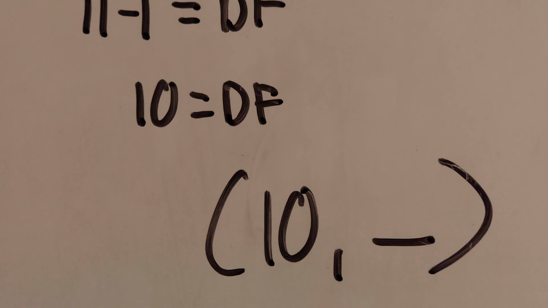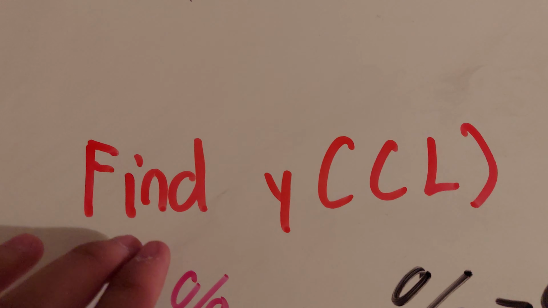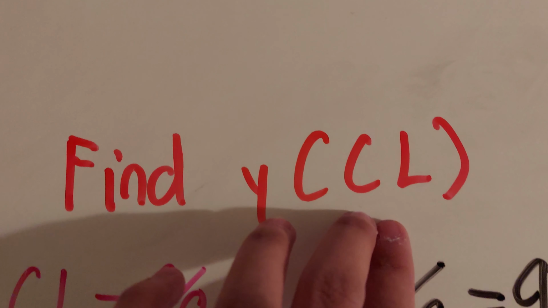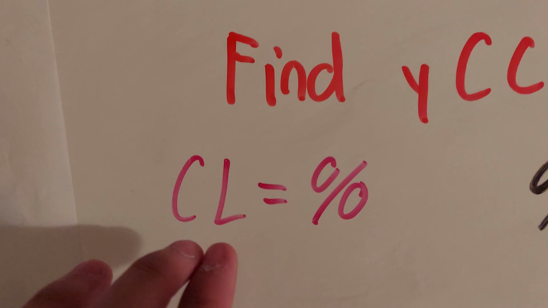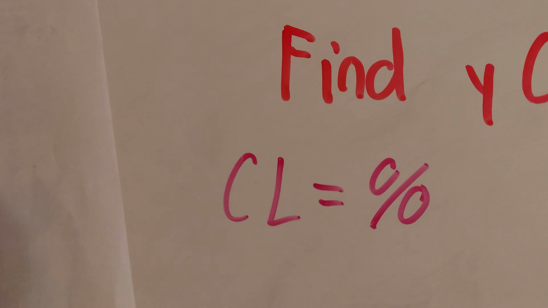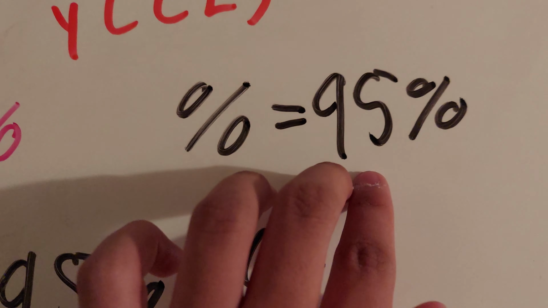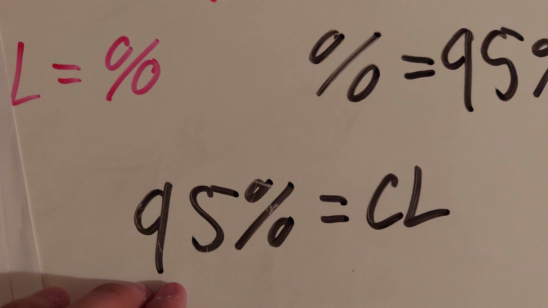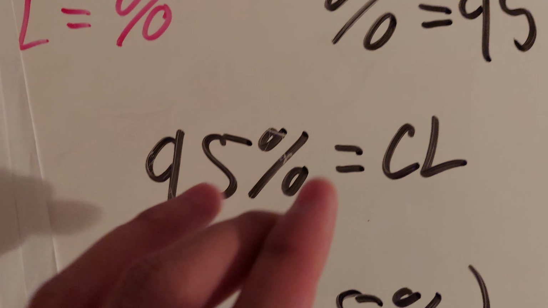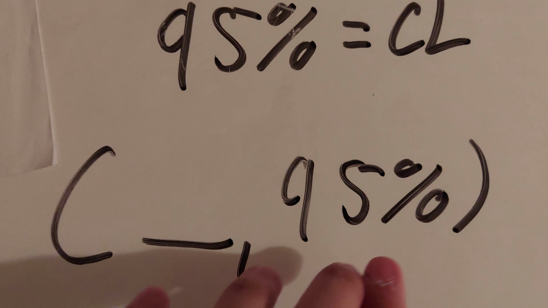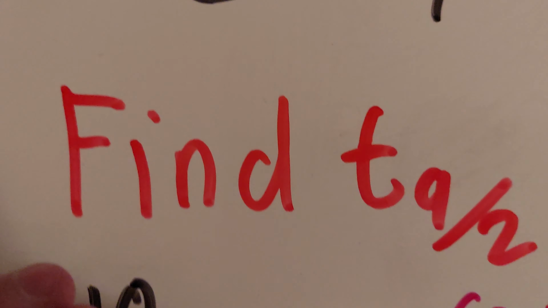Now let's find y. Y is the confidence level. Shown here, the confidence level is the percentage, and the percentage that they give us is 95%. Therefore, 95% is our confidence level. So the confidence level is our y-axis.